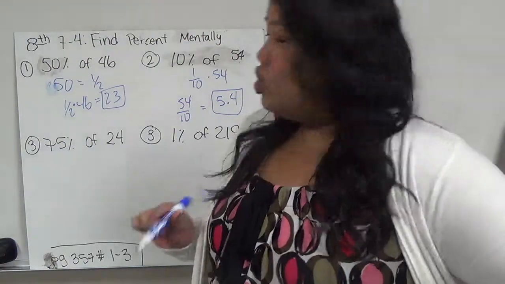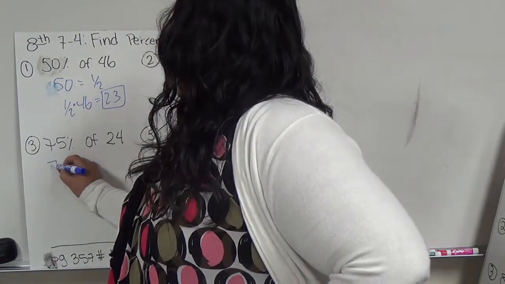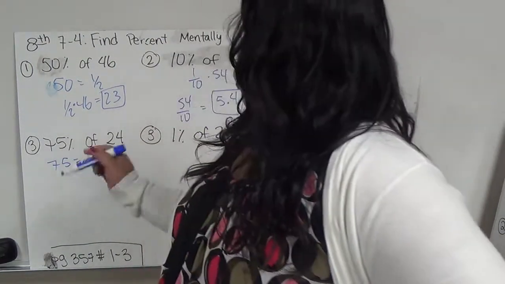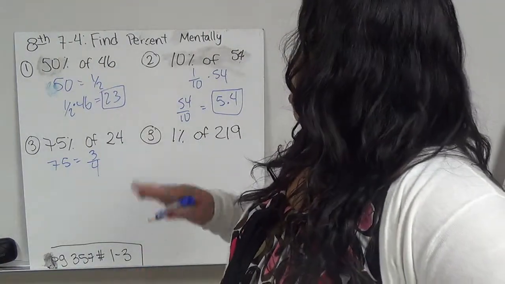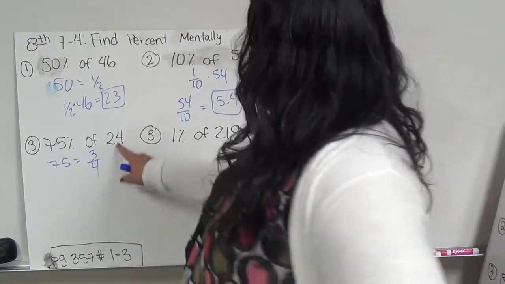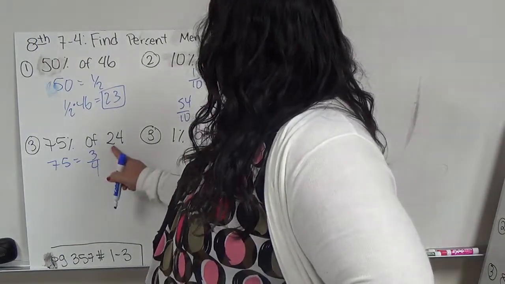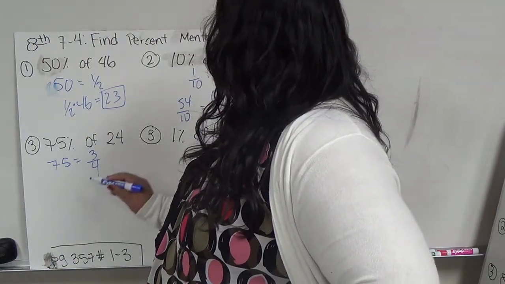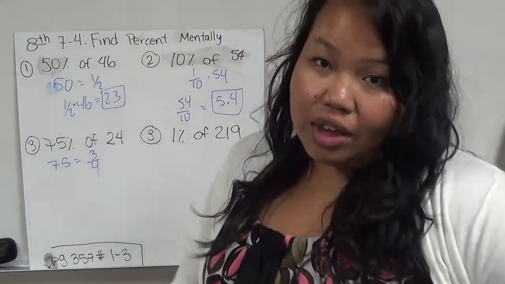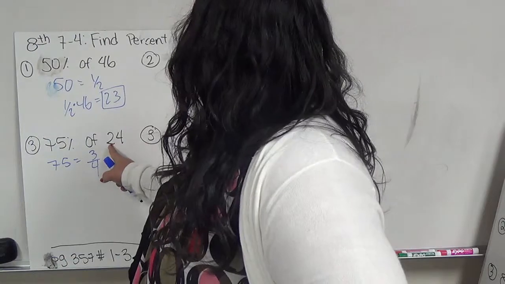75 is a little more tricky. We have 75% in fraction is like 3/4, right? If I have 4 quarters that make $1, 75 cents would be 3/4 of that. So if I do 24 and I divide it into 4s, this could be quicker for you to do in a calculator, but you're just thinking about it real quick.